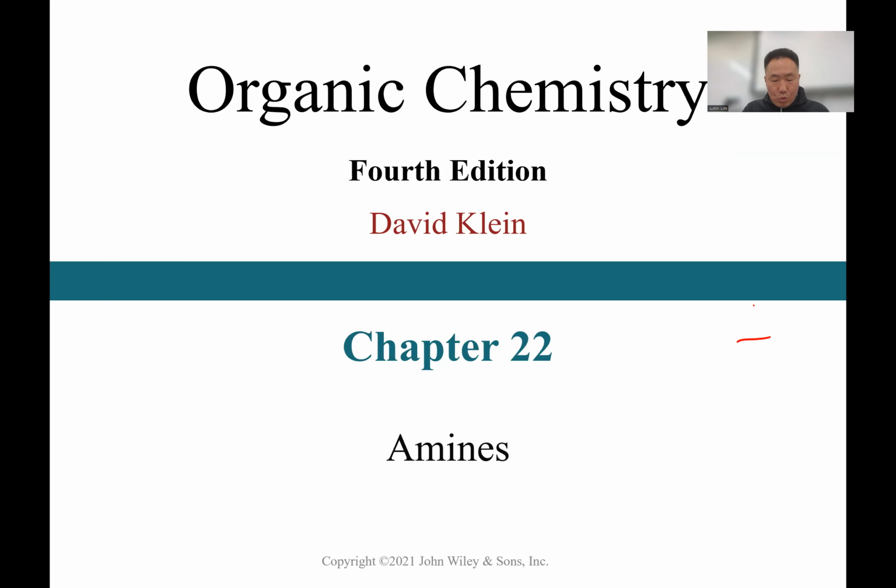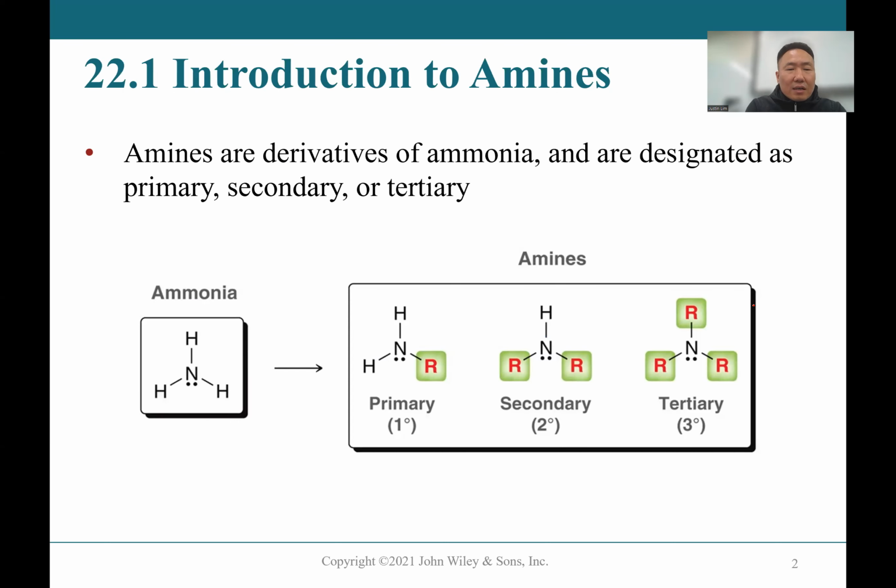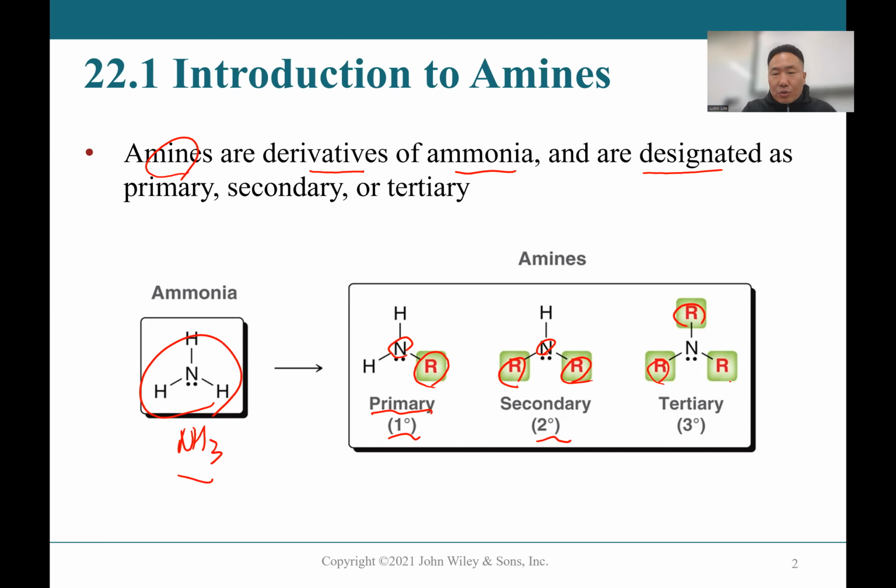Hello everyone, let's look over chapter 22, amines. The amines are derivatives of ammonia. So NH3 is ammonia, and amines are designated as primary, secondary, or tertiary. When you see one alkyl group on nitrogen, that's a primary amine. When you see two alkyl groups on nitrogen, that's a secondary amine. Three alkyl groups on nitrogen, we can call a tertiary amine.